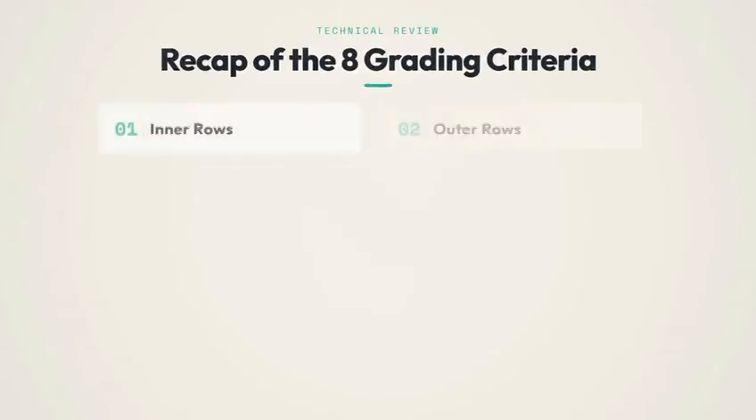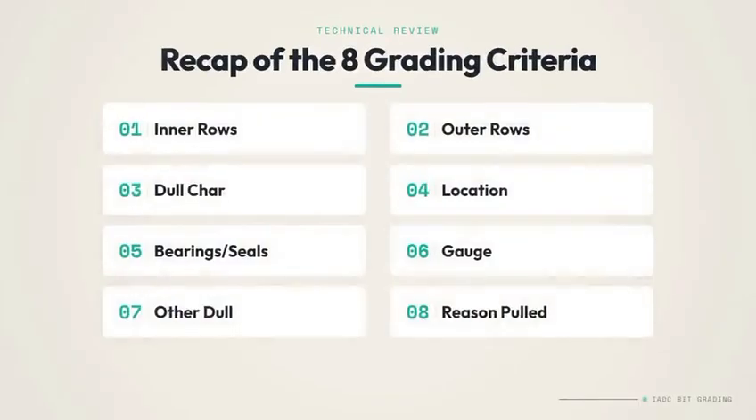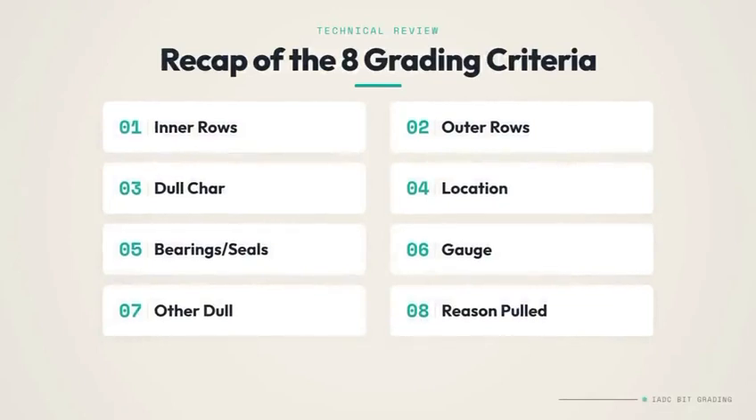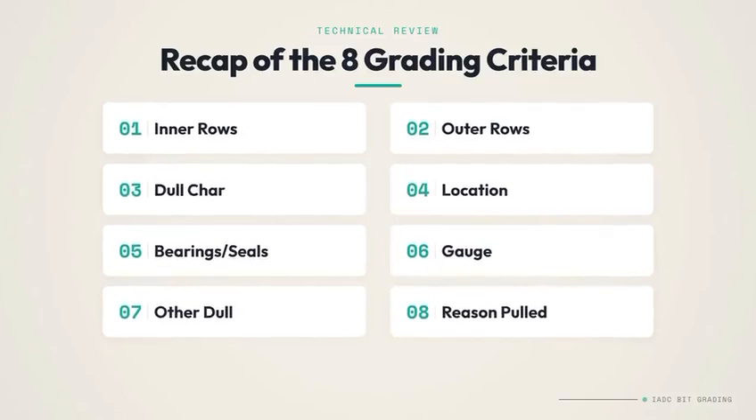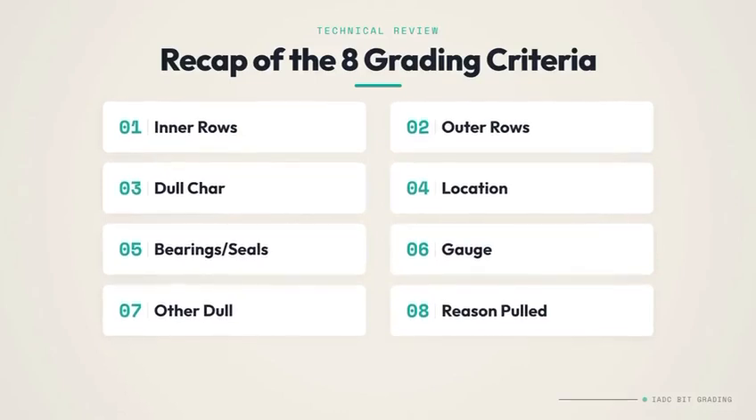Let's recap our 8 tests. Measure the inner and outer wear from 0 to 8. Identify the primary dull characteristic and its location. Evaluate the bearings and seals. Measure the gauge using the 2/3 rule. Record any secondary characteristics. And finally, note the reason the bit was pulled. Mastering these 8 tests is your key to drilling excellence.